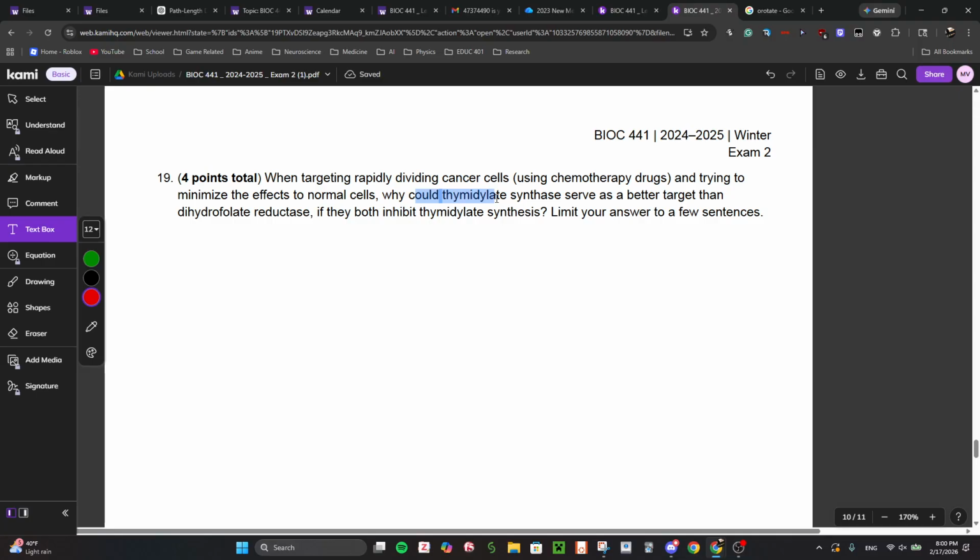It would just be better because cancer cells divide a lot more. If you mess up dihydrofolate reductase, you also mess up a lot of the amino acid pathways and a bunch of other pathways that are really important for normal cells. But thymidylate synthase is very specific to dividing cells. And cancer cells divide a ton, so it's a better option to inhibit that instead.